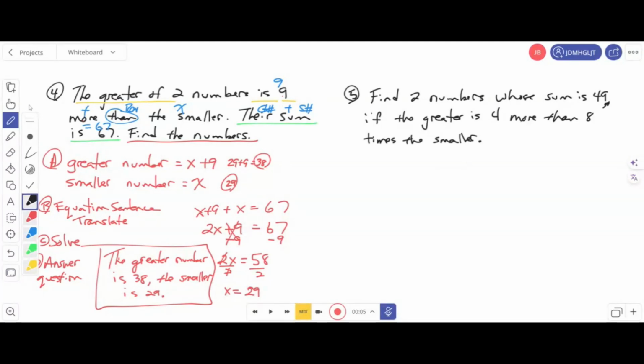I want you to do this problem and tell me what you get when you get your answer. First thing we do is determine what we're looking for. They want us to find two numbers, and they're labeling these numbers greater and smaller. So we have a greater number, we have a smaller number.